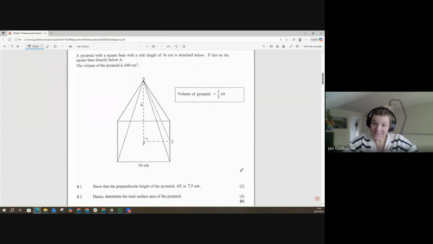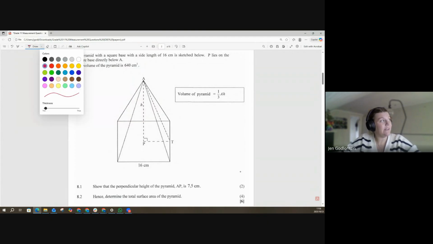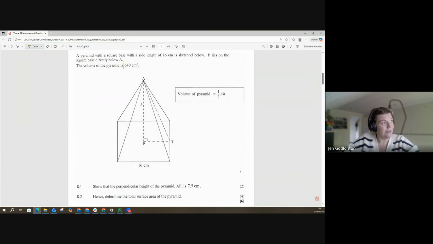A pyramid with a square base with a side length of 16 centimeters is sketched below. P lies on the square base directly below A. So that's why we know it's 90 degrees. They've told us that the volume of the pyramid is 640 centimeters cubed. That's our volume. They've told us the length of the side is 16. And they have given us the volume of a pyramid formula. So we know that the volume of a pyramid is a third A times H.